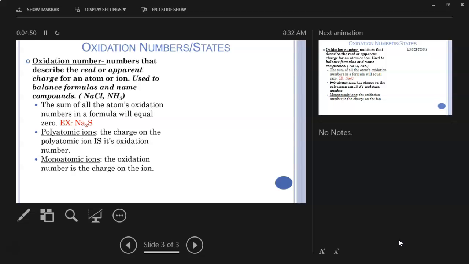It's just a term we use when we write formulas. We don't usually say sum up the charges. We say sum up the oxidation numbers, or assign the oxidation numbers to the atoms in the formula. Oxidation number is the charge. It's just a fancy way of saying charge.